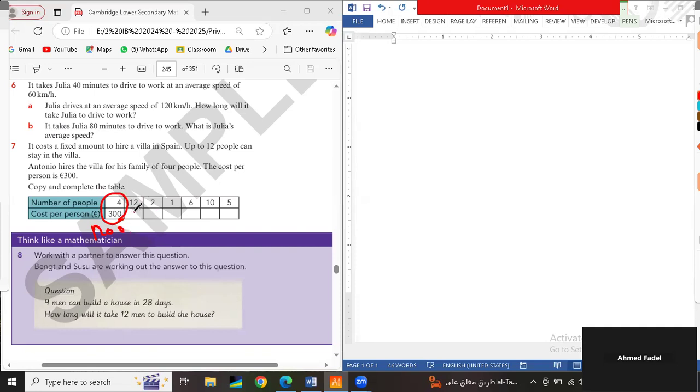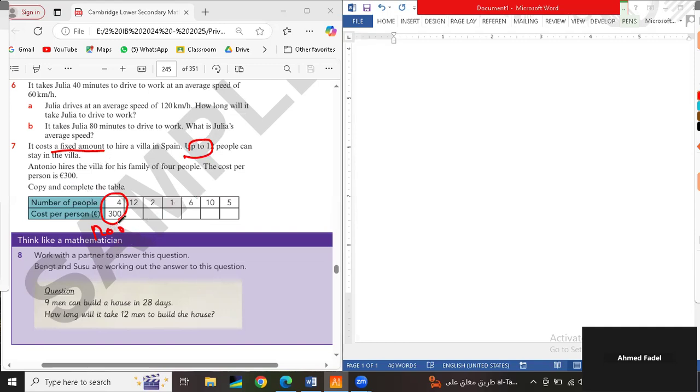If more people stay, when they said that it's a fixed amount, look at that. They said a fixed amount, it doesn't change for up to 12 people. So if it is a fixed amount, like one person hires the villa, he's going to pay 1,200. But if there are 2 people, each one is going to pay 600. So this is going to be what? Inverse proportion, because the more people hire the villa, the less each one of them pays. So this is inverse proportion.